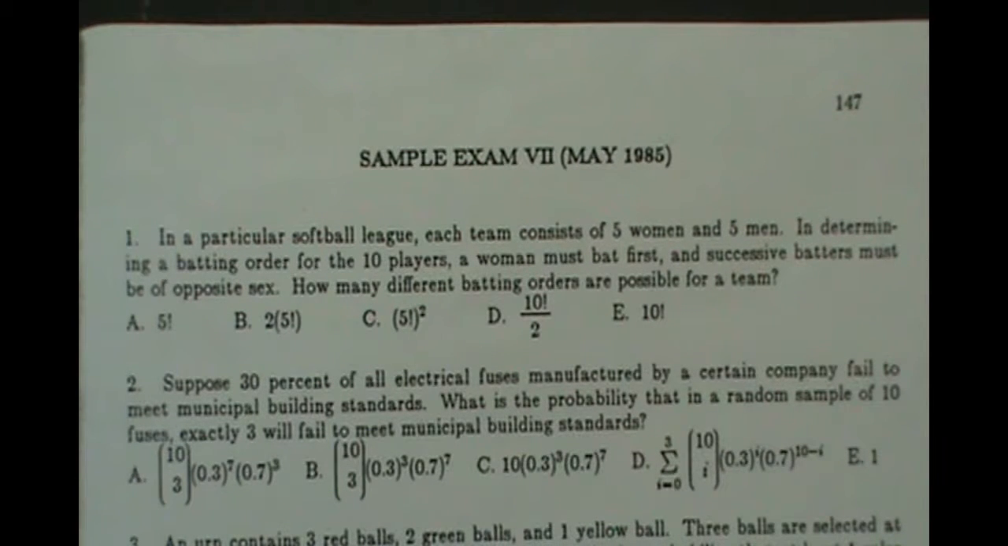Sample exam 7, question number 1. In a particular softball league, each team consists of 5 women and 5 men. In determining batting order for the 10 players, a woman must bat first and successive batters must be of opposite sex. How many different batting orders are possible for a team?